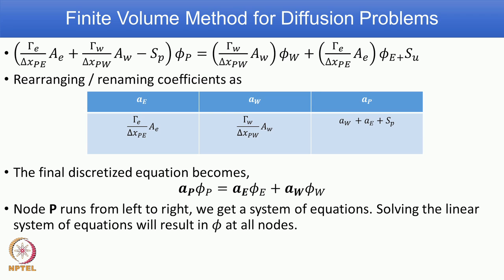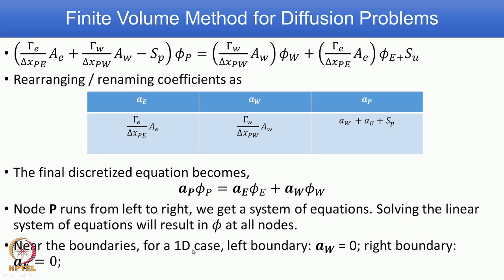leftmost node to the rightmost node, then these discretized equations will become a system of equations, and you can represent it in the form of a matrix. We have to have some procedure for inverting that matrix. Once you invert the matrix, then all phi p's become known. Such a procedure is solving the linear equation system, and we will have a separate class on matrix inversion procedure.